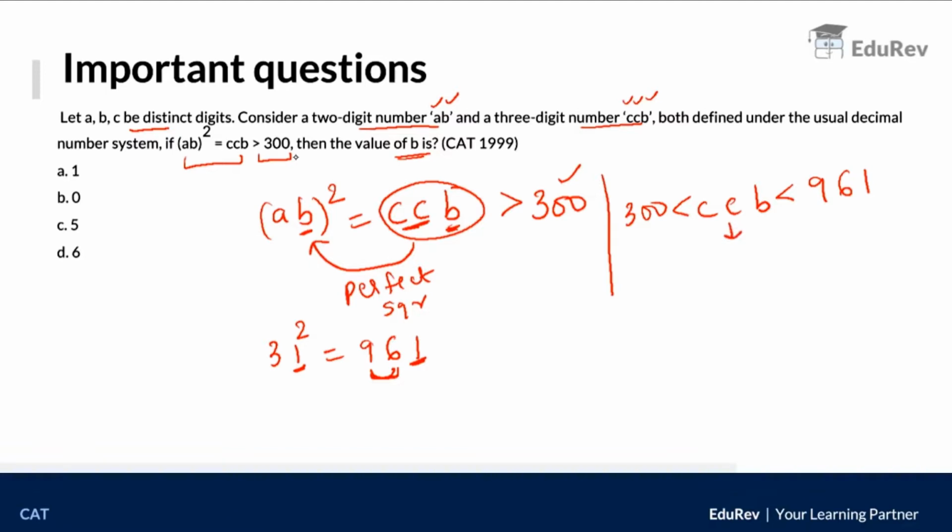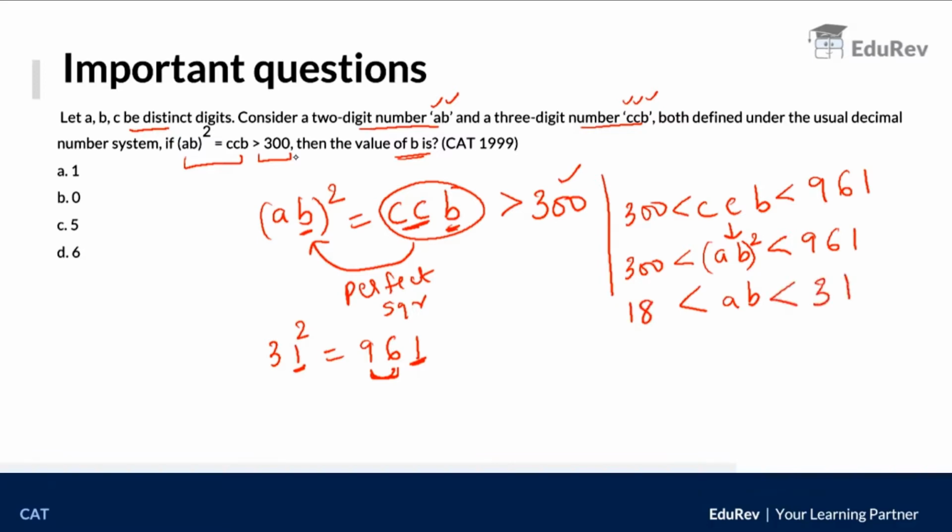So can I say CCB is nothing but AB square, AB the whole square. The range is between 300 and 961. If I ask you what is the range for AB, we'll have to define the square roots. ठीक है, 300 का square root तो नहीं है, but 300 से बड़ा नंबर होना चाहिए. So the closest value to 300, which is a perfect square, is 324, which is 18 square. So your AB has to be greater than 18, but it has to be less than 30.